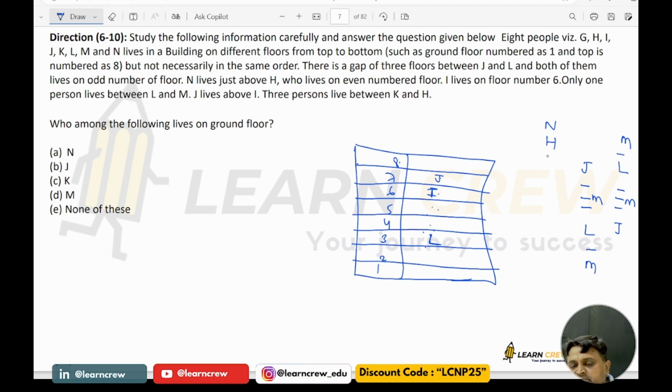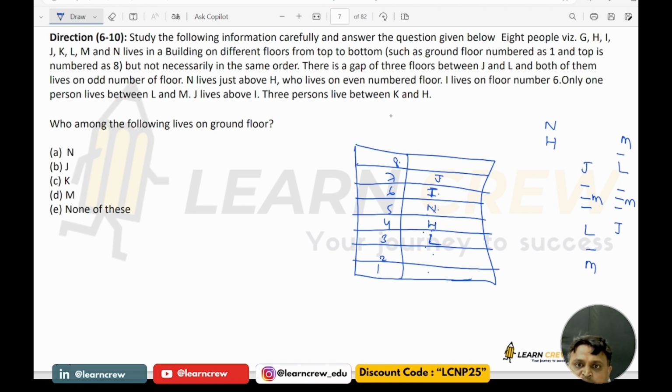N is just above H. 3 persons live between K and H. So here there is a possibility of N and H. And it is given that H lives on an even number floor. If I write N and H here, H lives on an odd number floor, which is not correct. So N and H must be here.